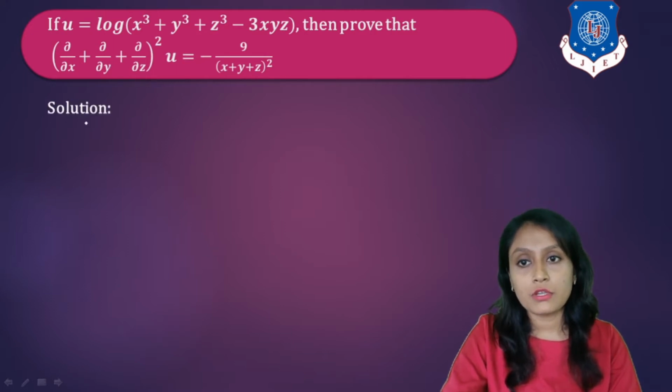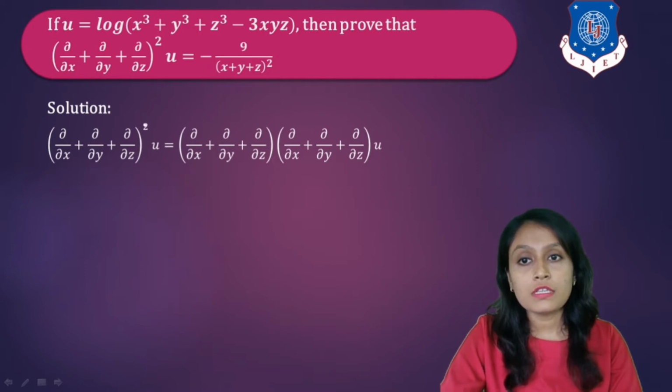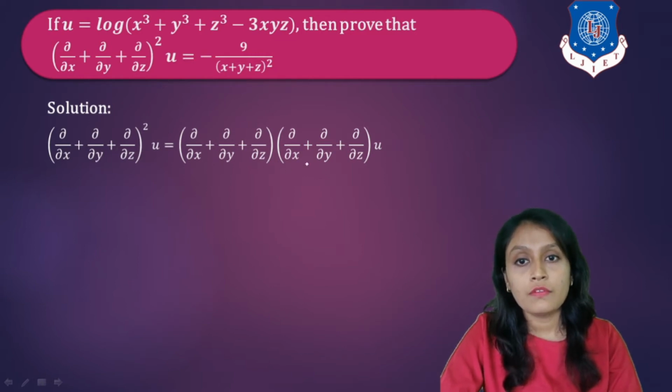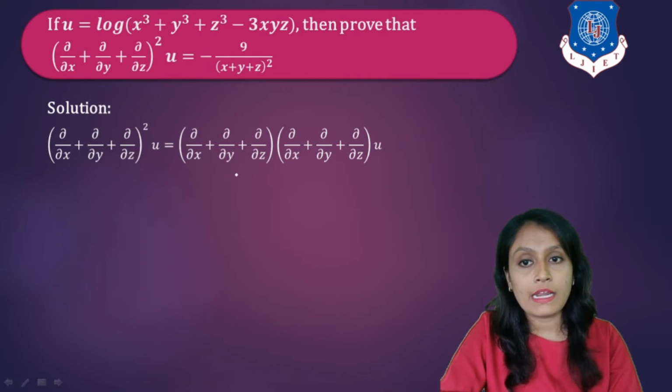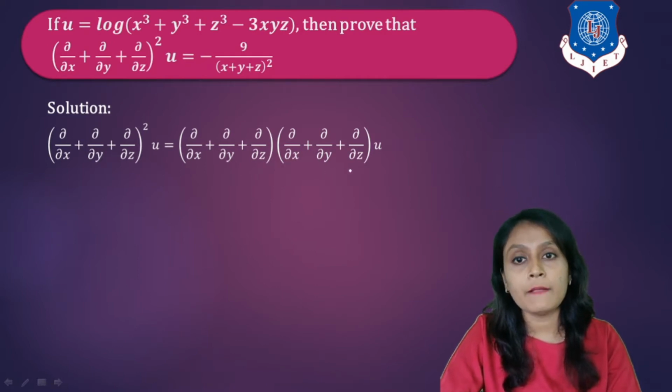So let's begin with the solution. Here, firstly we will expand this. We have (∂/∂x + ∂/∂y + ∂/∂z)² u. So this square term we will write two times, that is (∂/∂x + ∂/∂y + ∂/∂z) into (∂/∂x + ∂/∂y + ∂/∂z) u, as it is.